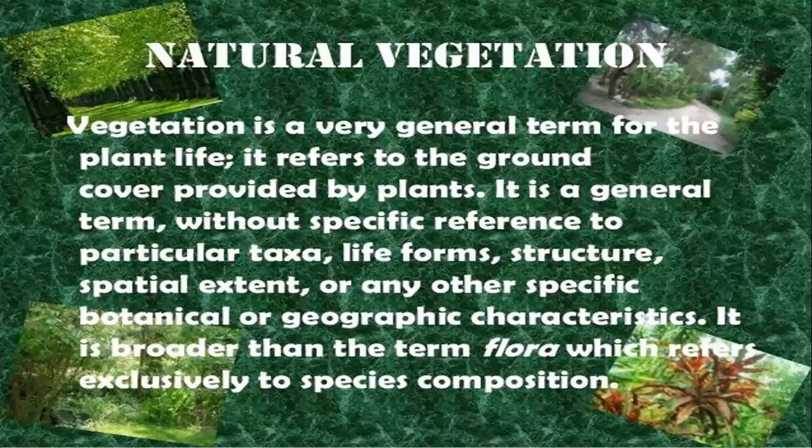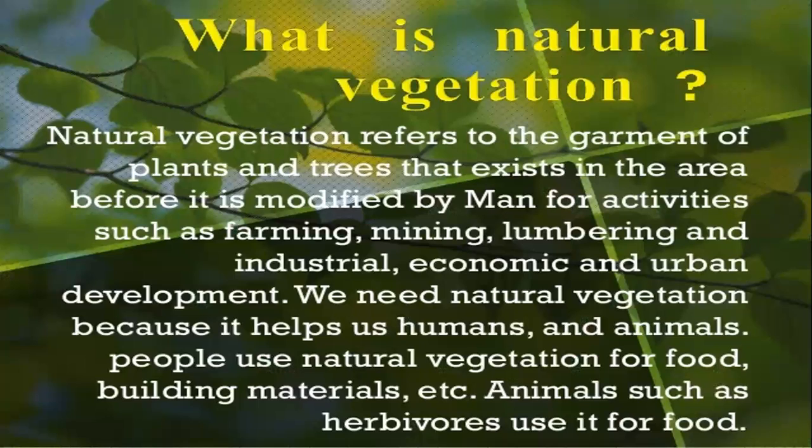Vegetation is a very general term for plant life. It refers to the ground cover provided by the plants. It is a general term without specific reference to particular taxa, life forms, structure, spatial extent, or any other specific botanical or geographical characteristic. It is broader than the term flora, which refers exclusively to species composition.